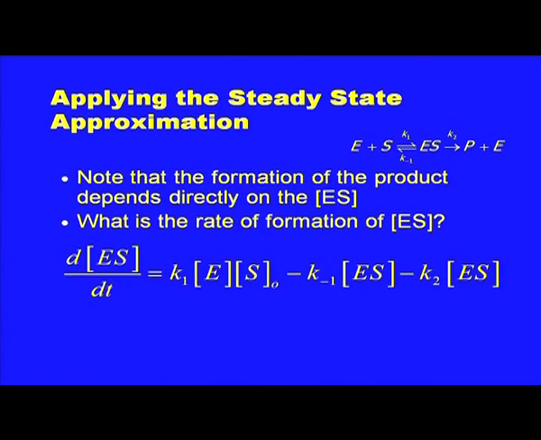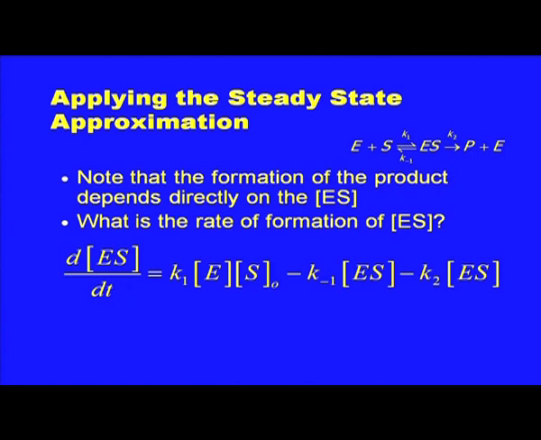Okay. So when applying steady state approximation, this is the mechanism. Note that the formation of product depends directly on ES. You see, this step directly depends on this. So this is one elementary step. Therefore, K2 into ES concentration will give you the product, that is your desired product.